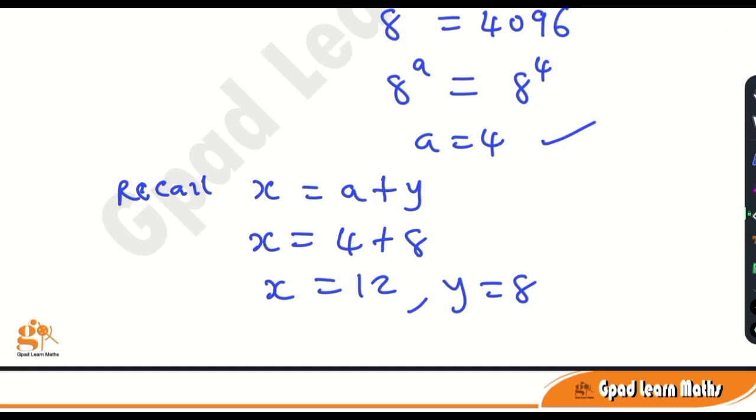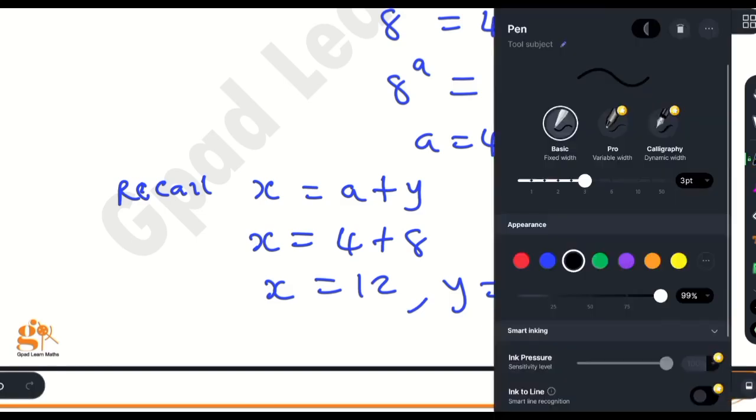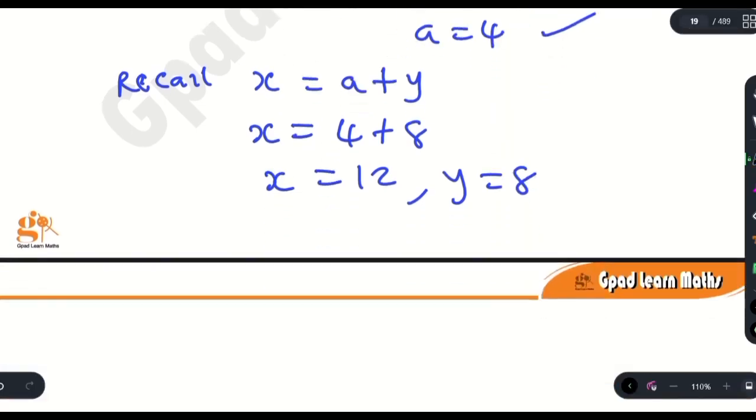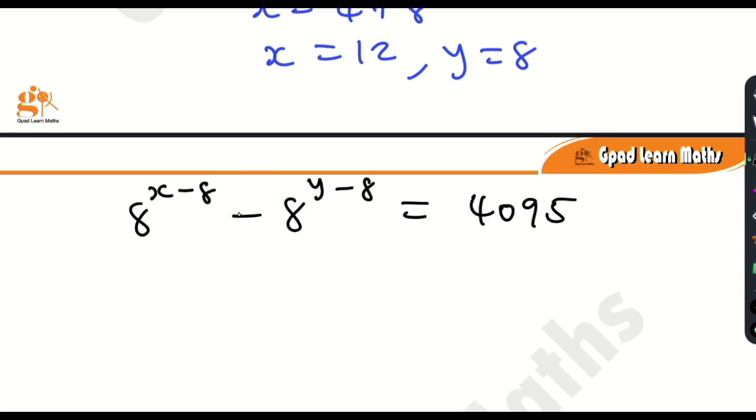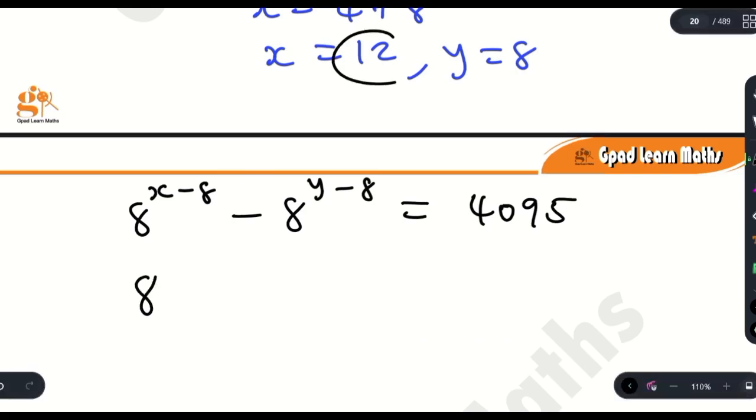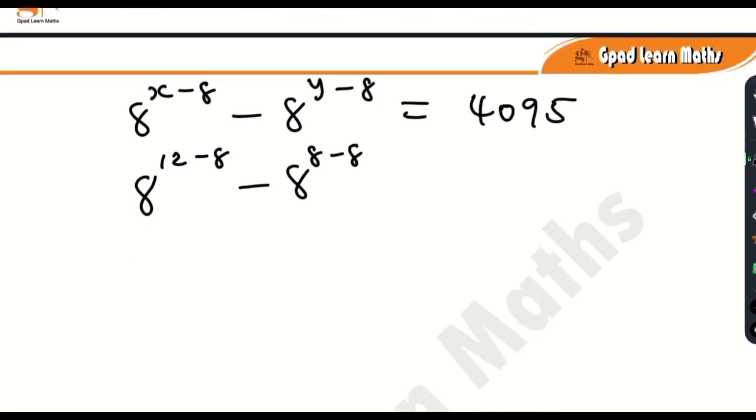But we need to confirm if this is the correct answer. So we're going to rewrite the equation and test it out. What is the equation again? Let me just write this here again. It is 8 raised to power x minus 8, minus 8 raised to power y minus 8, is equal to 4095. What is x? We got x as 12. So I'm going to write 12 minus 8 here. What about y? y is 8. So let's write 8 minus 8. We want to see if this will give us 4095 on the right-hand side.